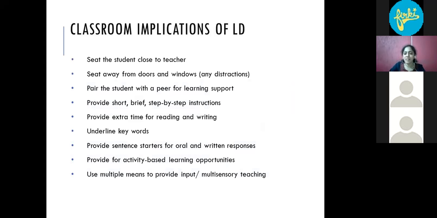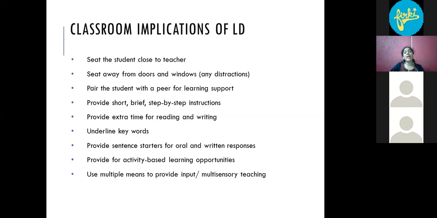Now, these are some of the pointers that I can suggest for classroom teachers who may have a child with a certificate of learning disability, or you wonder, or you feel that the child may have a specific learning disability and requires support. So what should you be doing? You can seat the child close to you, because the child may benefit from a little more personalized instruction than having this child sitting at the back of the room, because the child does not pay attention. Seat the child away from the doors and windows or any distractions.